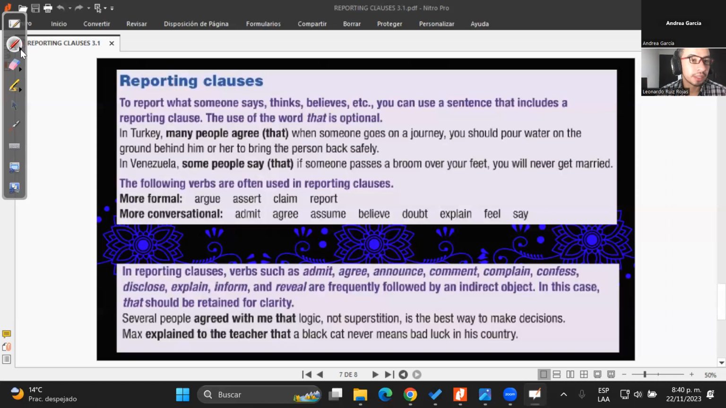So in that case, you could say, for example, teacher, I believe that blah blah blah. Or for example, if I want to report what you tell me to another person, imagine that Andrea told me. Andrea told me, or Andre explained to me, right? If it's something more directly to me, I can use it with the verb.